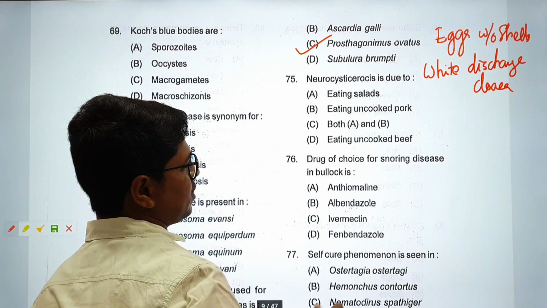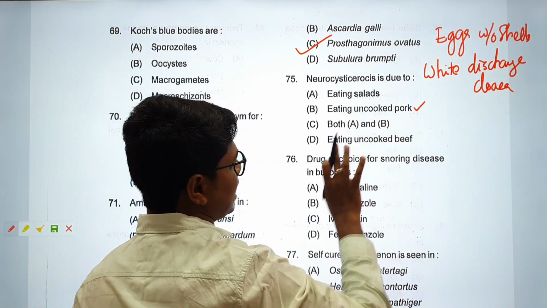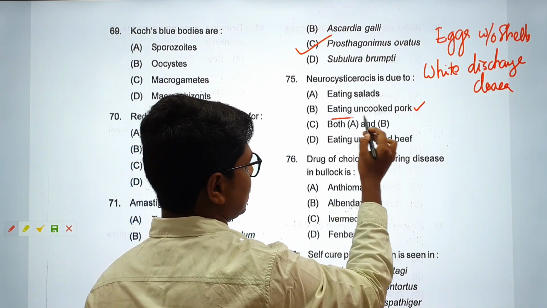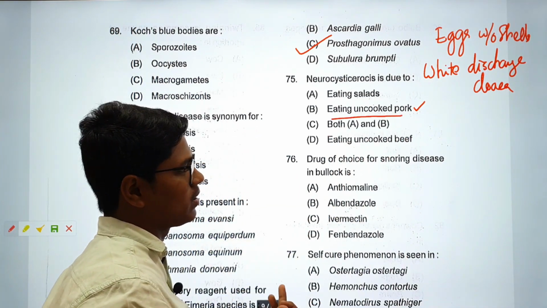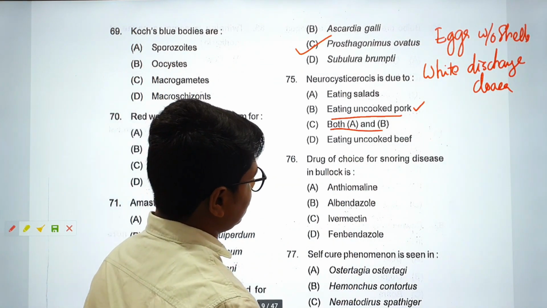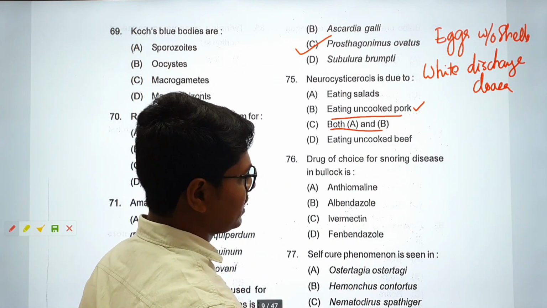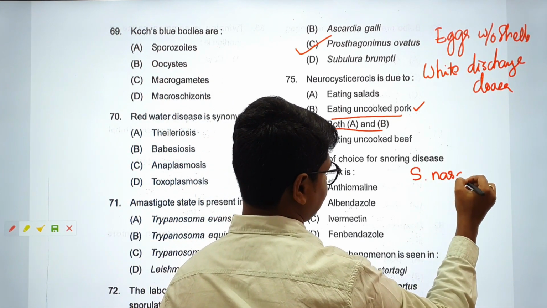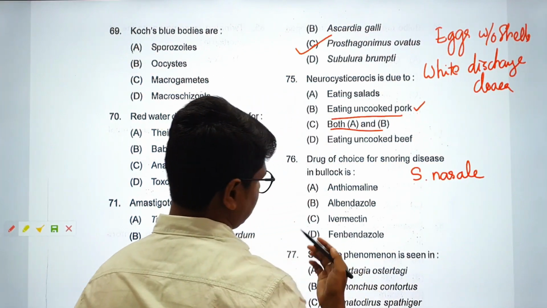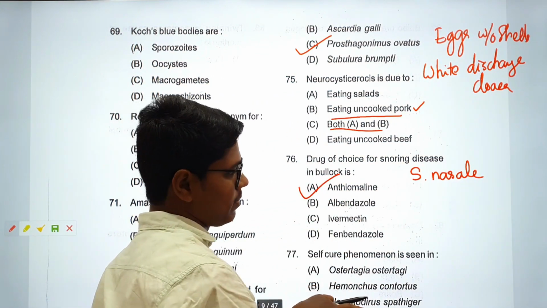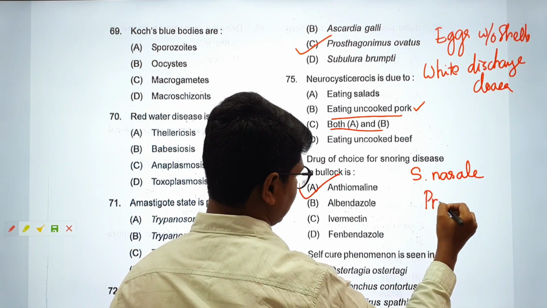Neurocysticercosis is due to eating uncooked pork. Okay, if the salads are contaminated, then also you will find neurocysticercosis, but the most appropriate answer is eating uncooked pork. But in answer key, you will find both A and B. Drug of choice for snoring disease, caused by Schistosoma nasale. The drug of choice is antimony, but in recent articles you may find use of praziquantel.